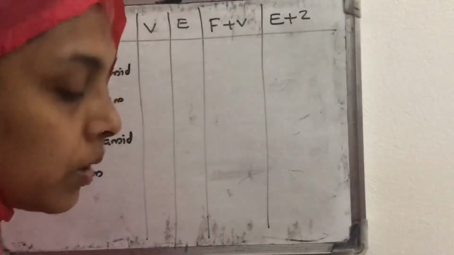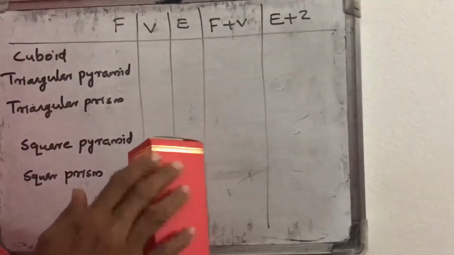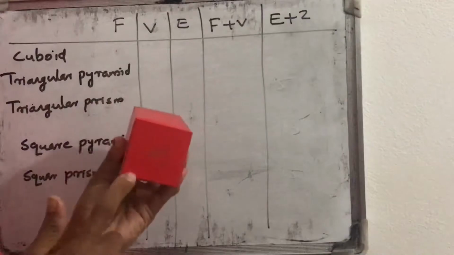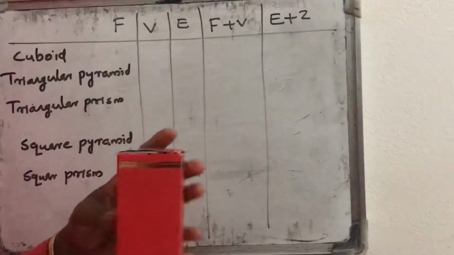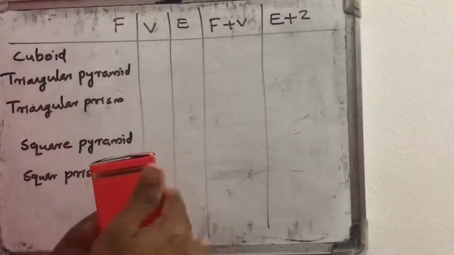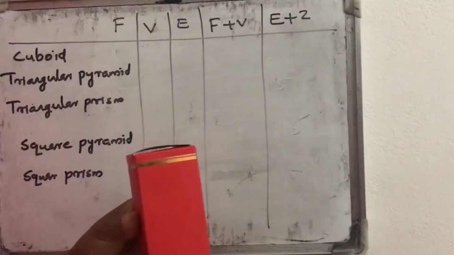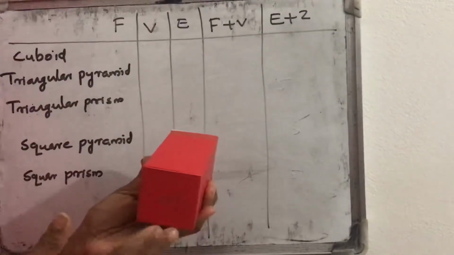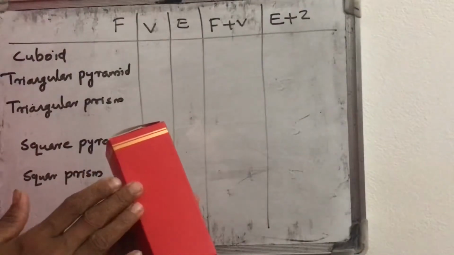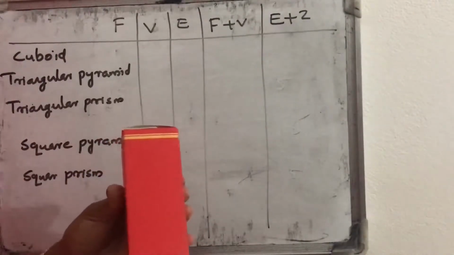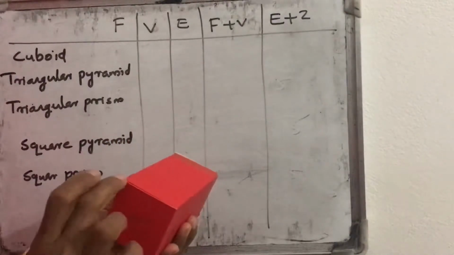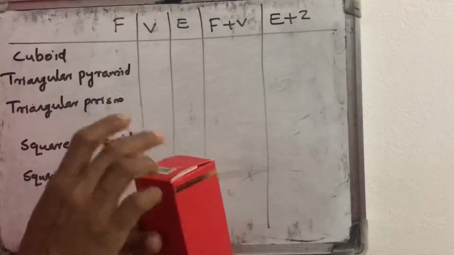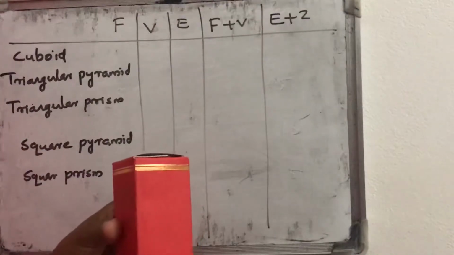Now, one example of a prism: we can take this shape as a prism. Both the top and bottom are square shaped, and the lateral faces are rectangles. These faces are called lateral faces, and this is the bottom and top. Here the top and bottom are which shape? Square, so we can call it a square prism. Just like that, if the top and bottom are triangles, then we can call it a triangular prism.